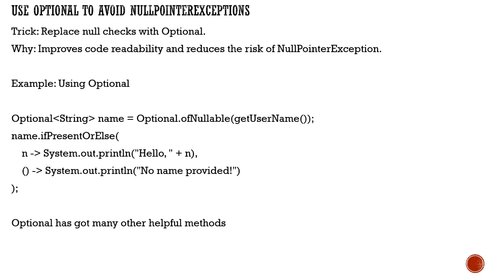Now, what if we are trying to see if the name is present or not? As I mentioned earlier, if it is present, then we can use it, or else if it is not present, what else can we do? In this space, we can print something and mention that the name is not provided. Okay, so it has n number of other methods, I would say.